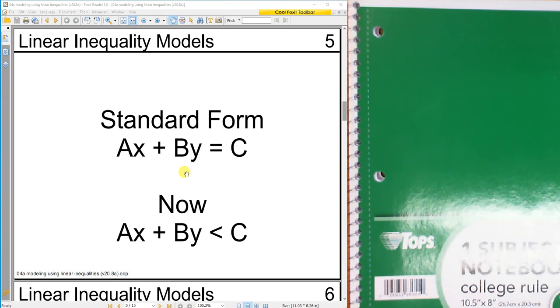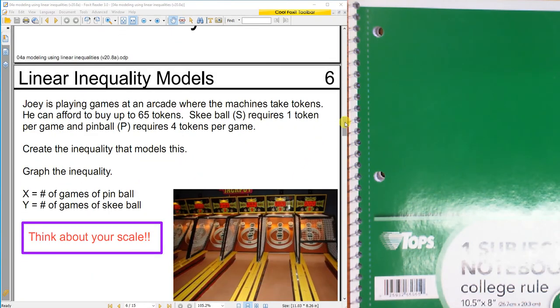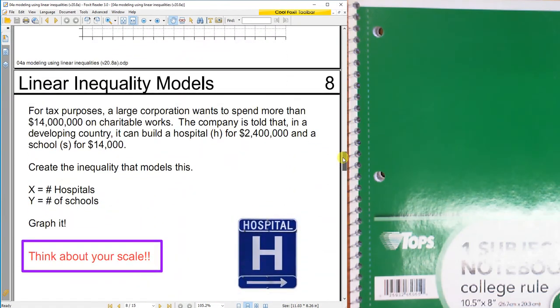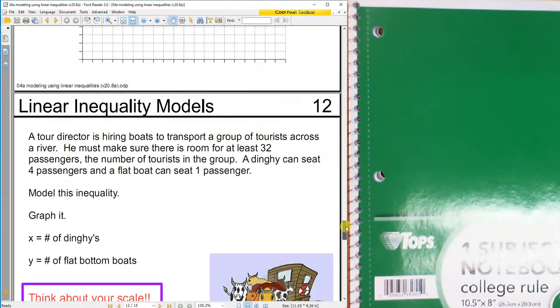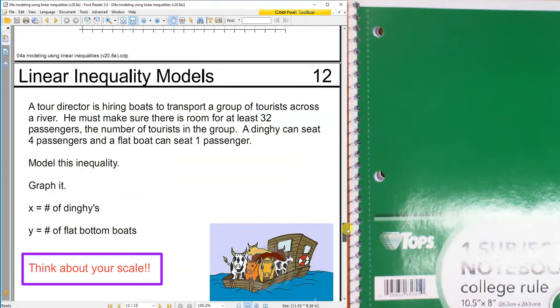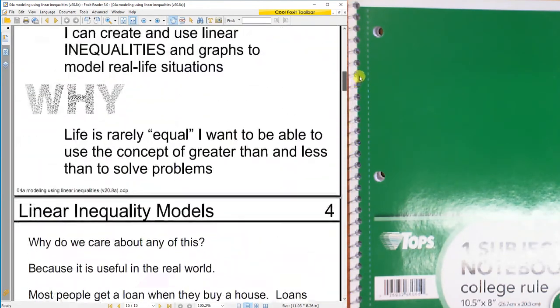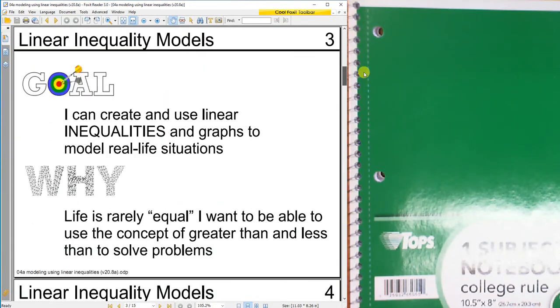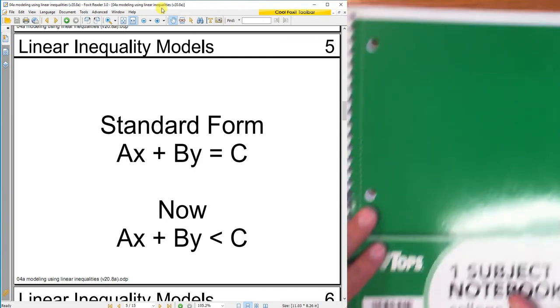We already have a couple forms of an equation. We have the standard form as an equation, and we have the standard form as an inequality. Is everything we're doing today going to be standard form? Okay, it looks like everything we're doing today is in standard form. All right, so let's get this into our notes. Linear inequality models, and we're doing everything in standard form.